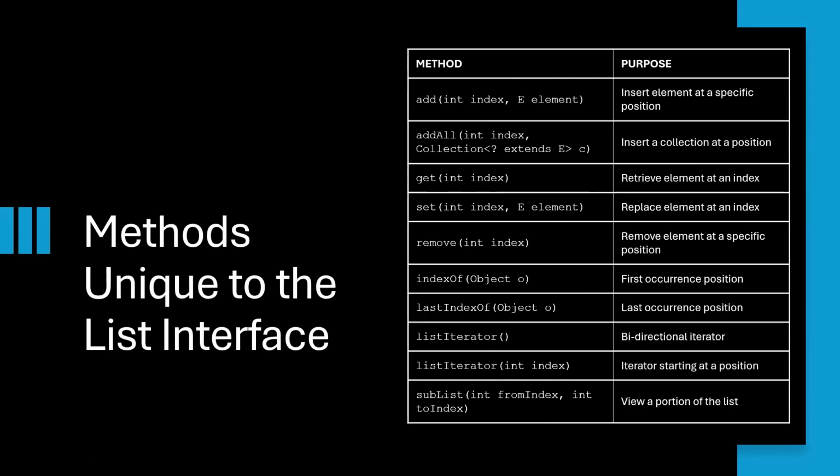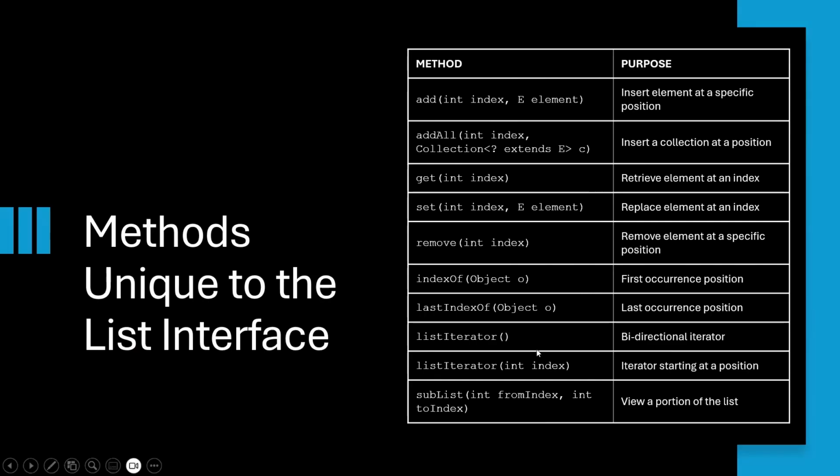Remove, you can remove by index. You can actually pass in an object as well and just remove it. IndexOf is you get the first occurrence position. So if you have, let's say, 2 occurrences of an element in the list, you find the earliest position, the lowest index at which that element appears. LastIndexOf is you find the last occurrence position.